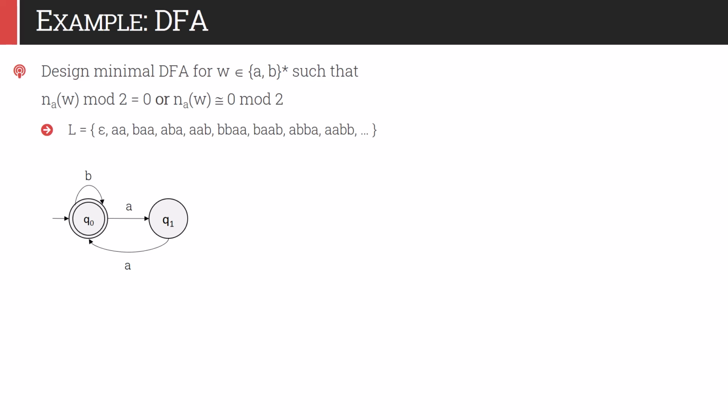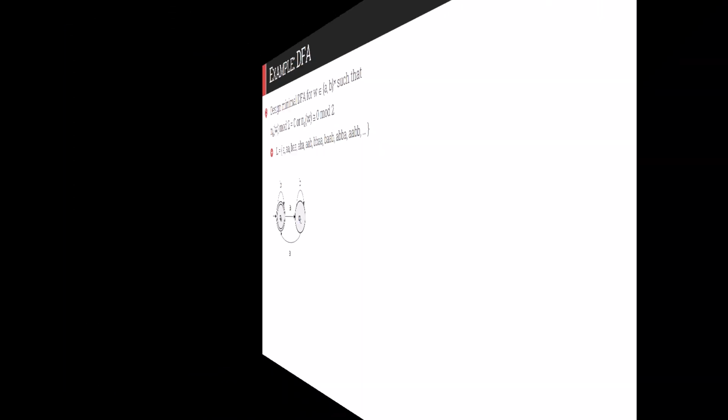Fine. Then we are reading A and again reading a second A, then only we are coming to Q0. So before A we can have any number of B's. After A we can have any number of B's. But to go to the final state, we must read an even number of A's, then only it is accepted. So this is the desired DFA.